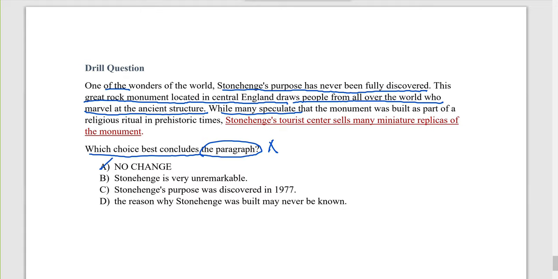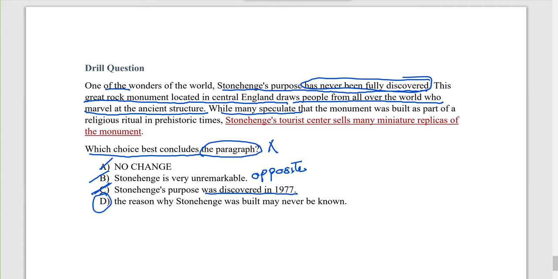Stonehenge is very unremarkable. Of course, that's almost the opposite. Okay, Judy, thank you. Stonehenge's purpose was discovered in 1977. I think this is not true because it directly contradicts information in sentence one. Look at sentence number one: has never been fully discovered. So that's untrue.